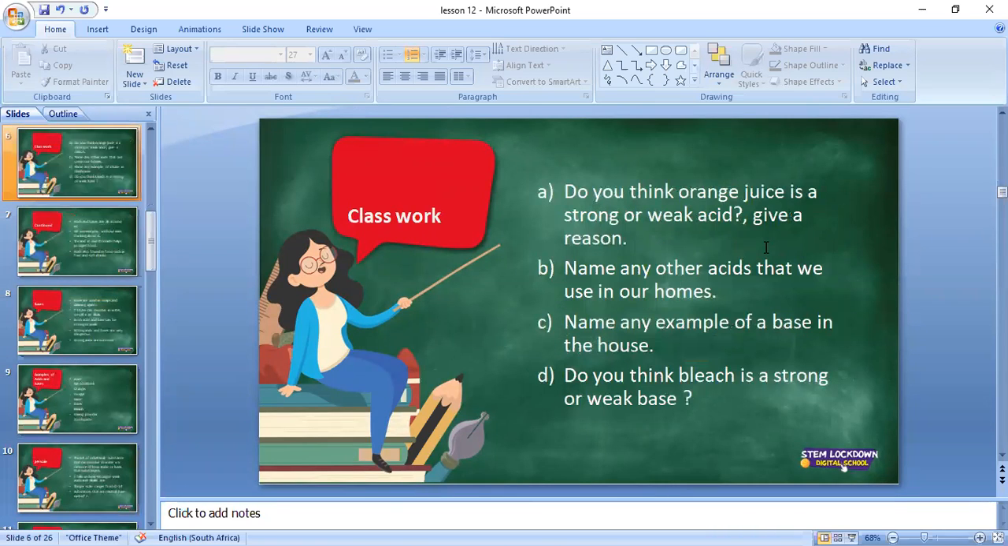This is our classwork. I drew this classwork from last week's lesson. Grade 9, on your chat box there, write the answers to the four questions. I will read out your answers before I give you my answers.